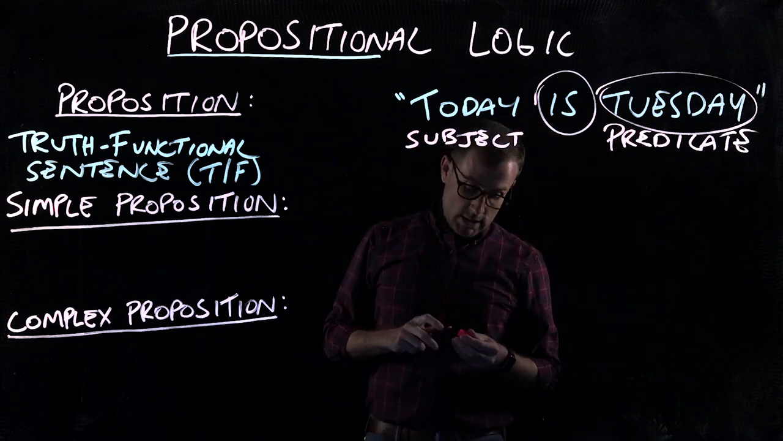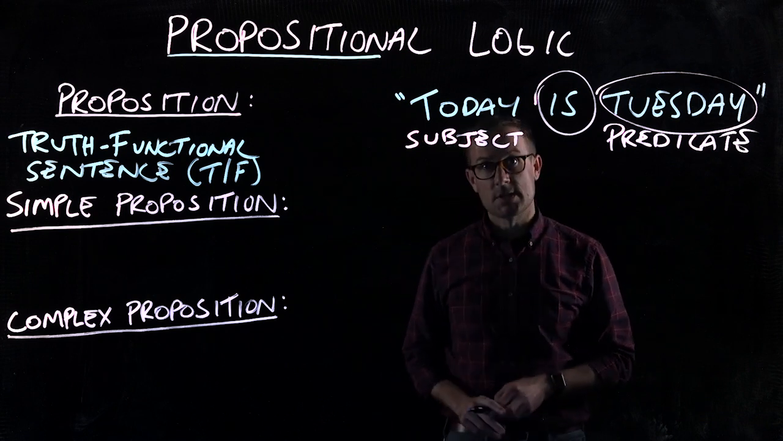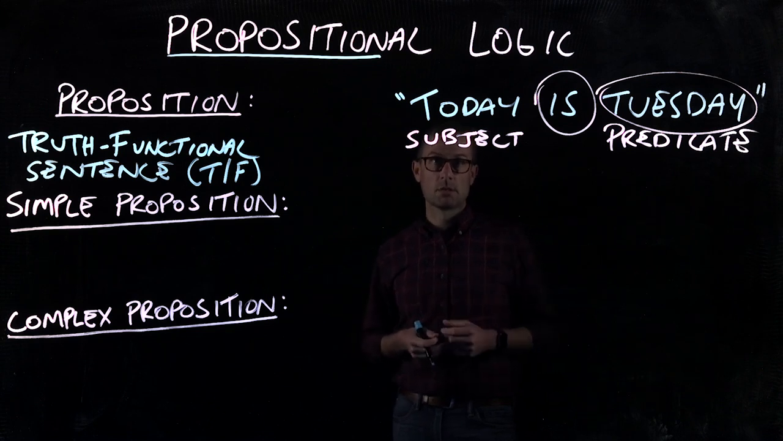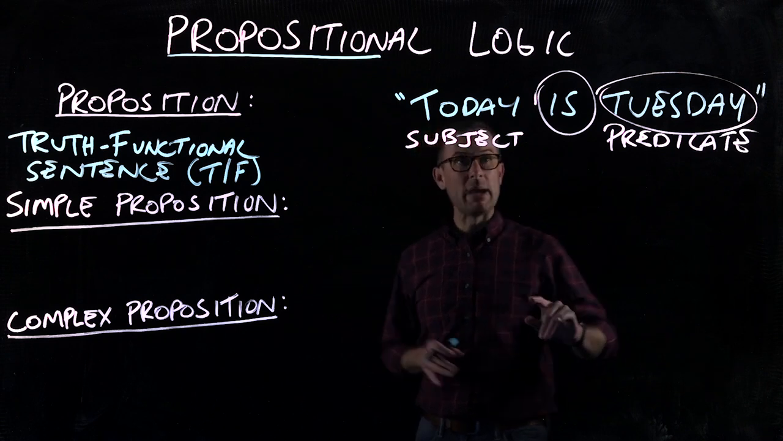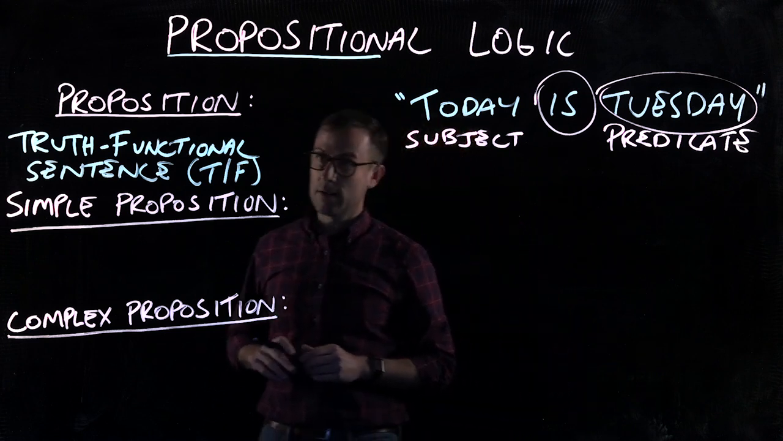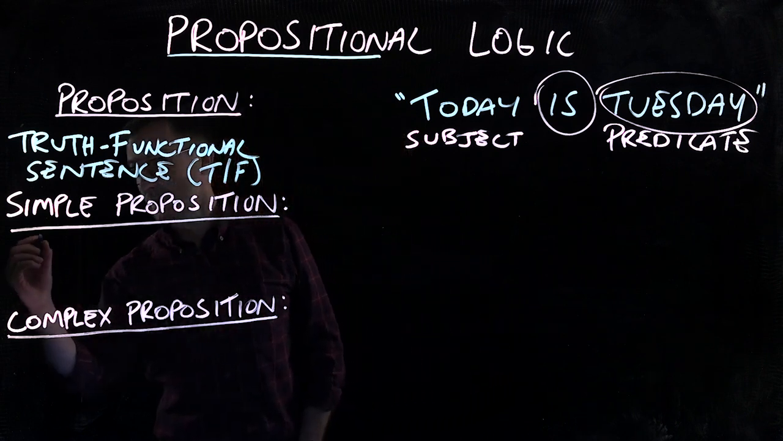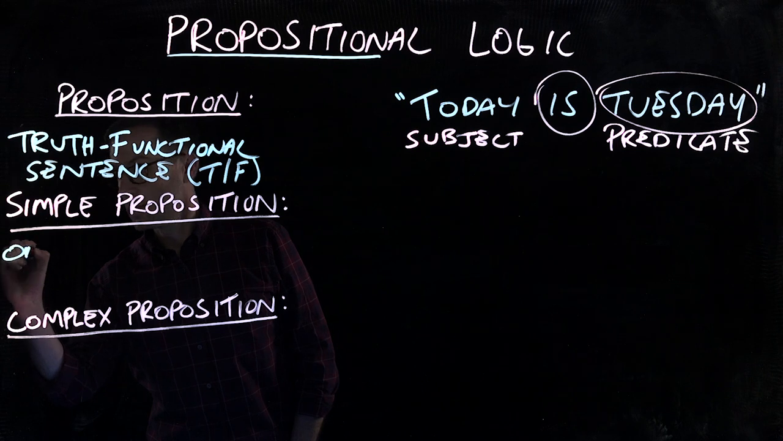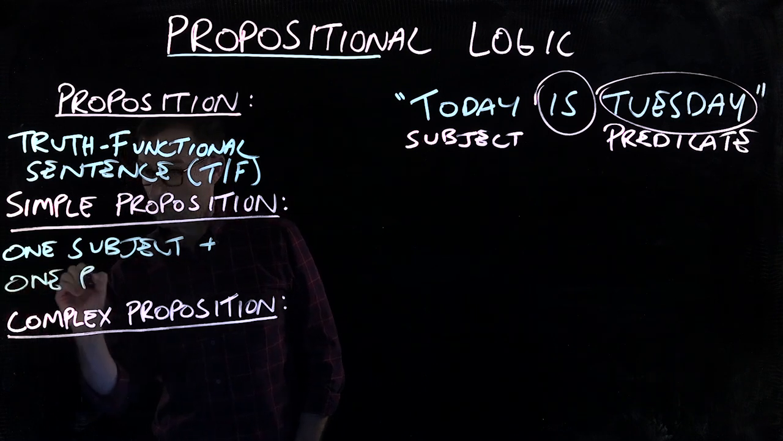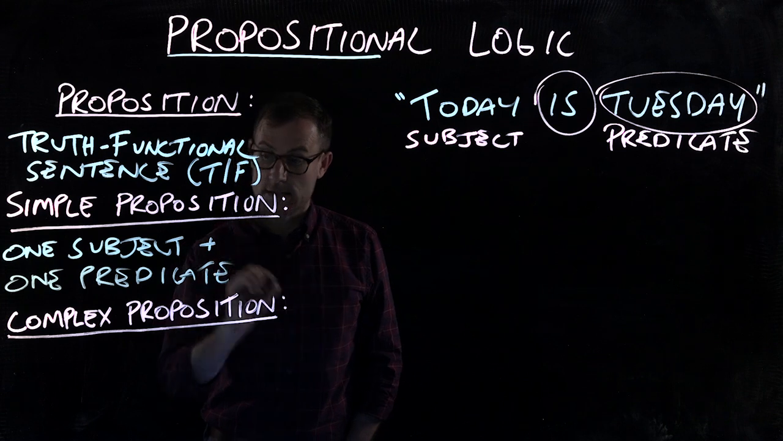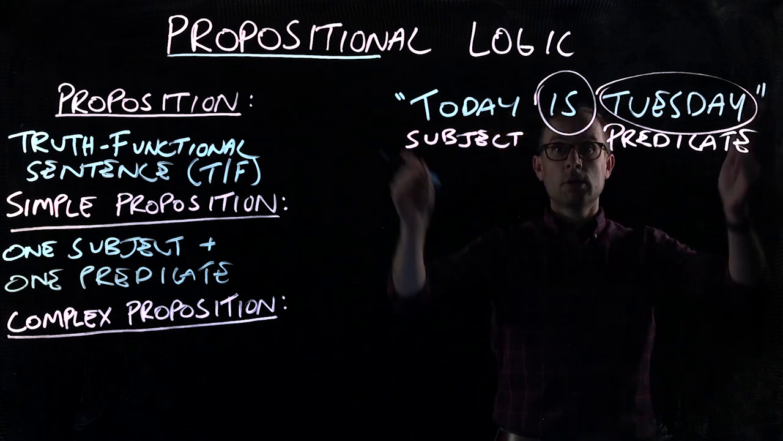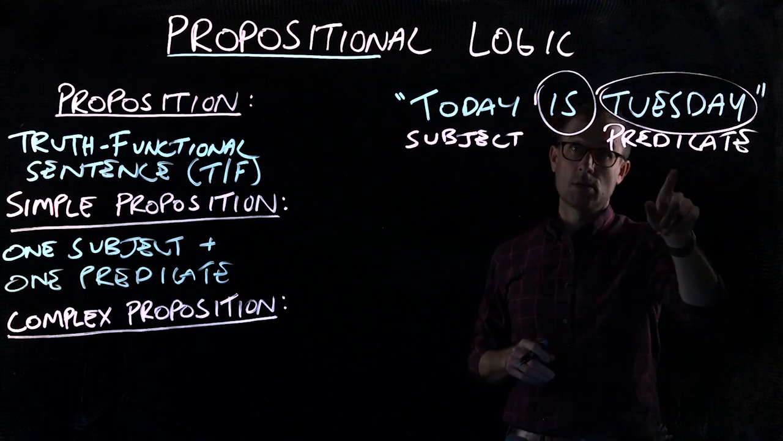Now we can draw a distinction between two types of propositions: simple propositions and complex propositions. We get this distinction based on the number of subjects and predicates in the proposition. A simple proposition has one subject and one predicate. That's all that is present in a simple proposition. Looking back at our example, this is a simple proposition. One subject, one predicate.